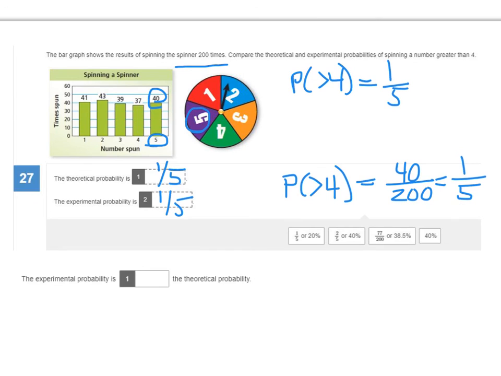Now, the experimental probability is what of the theoretical? Well, in this case, it's actually the same. So we would say, and I know this was a drop-down menu, but I would say they would have to be either equal or choose the same.